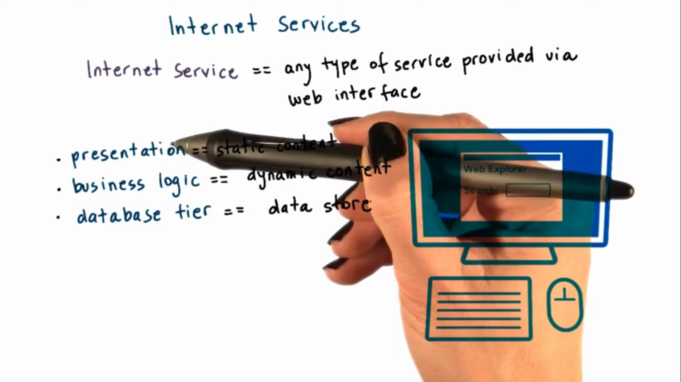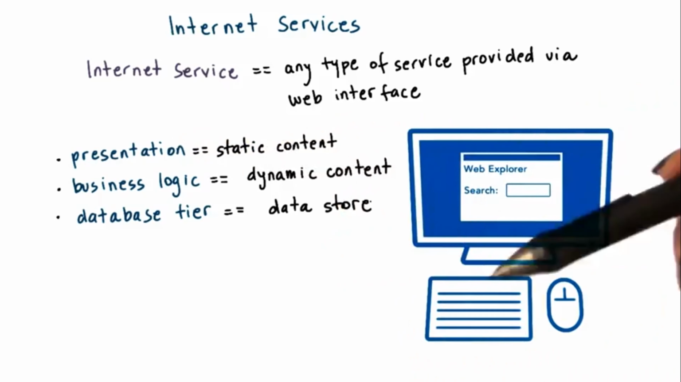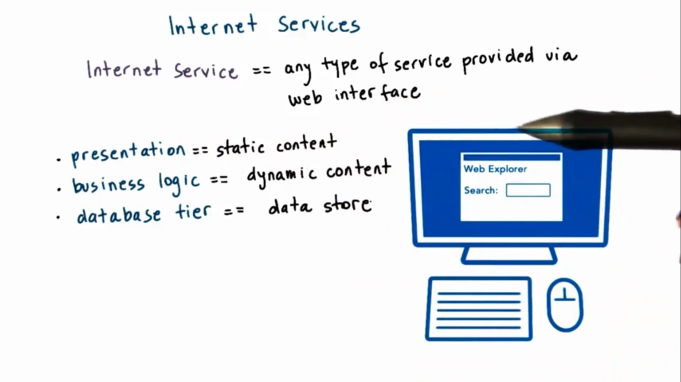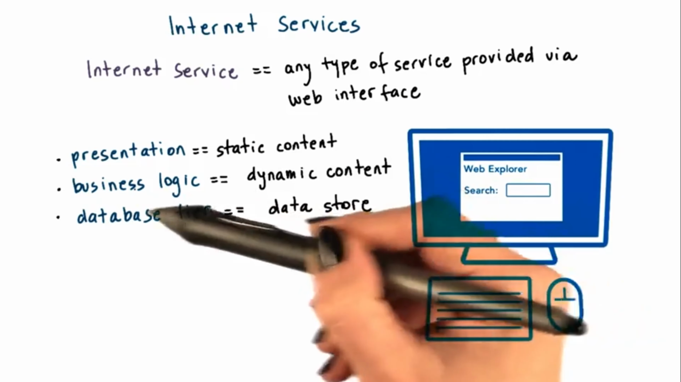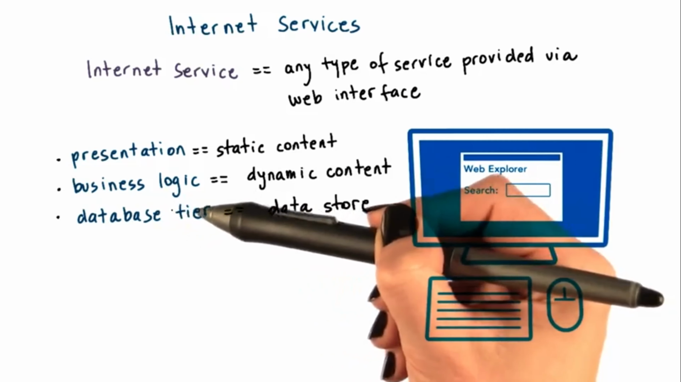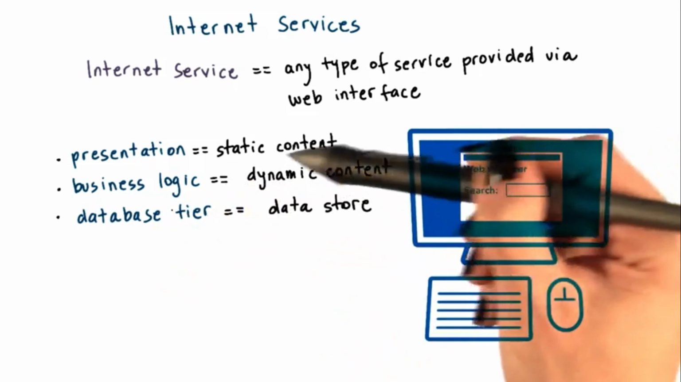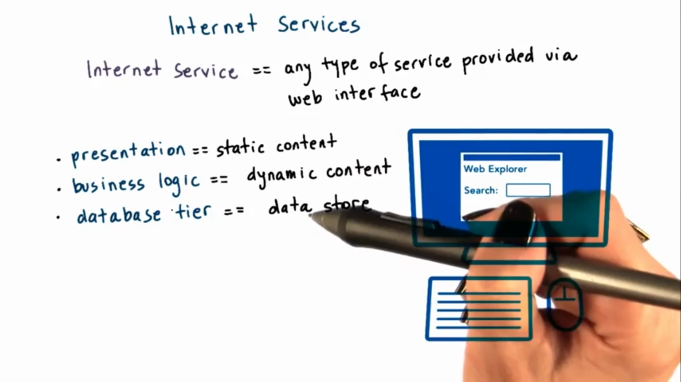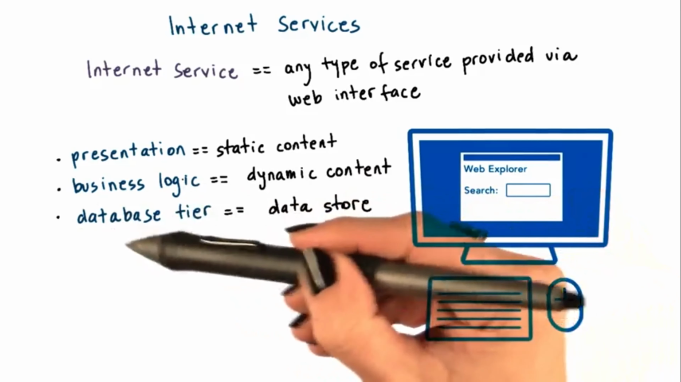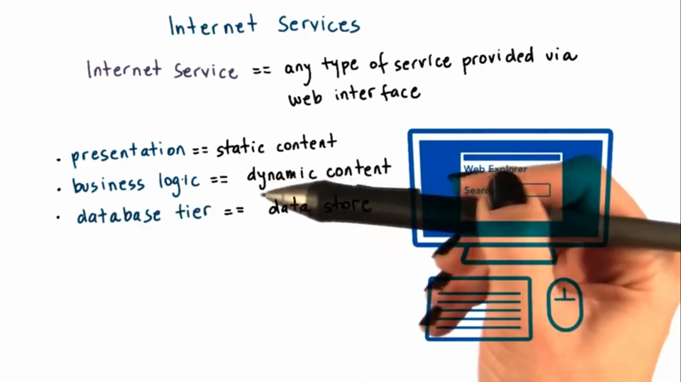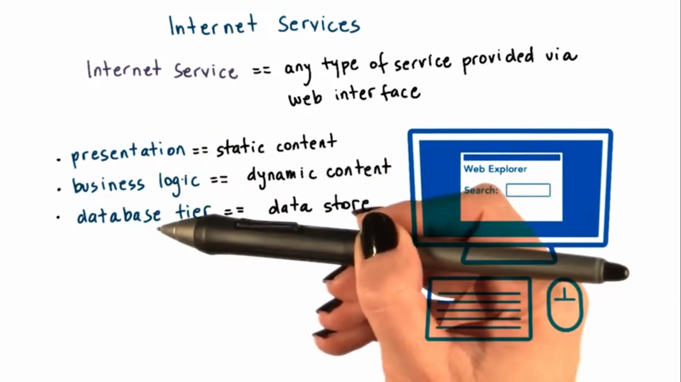A presentation component that interfaces with the end users. It's typically responsible for static content related to the web page layout. A business logic component. This is a component that integrates all of the business-specific processing, and this would be all of the dynamic user-specific content. And then a component that deals with all of the data storage and management, typically in a database. These components are commonly referred to as the presentation, the business, and the database tiers.